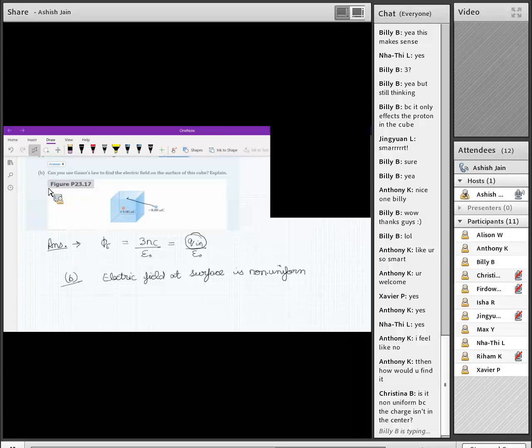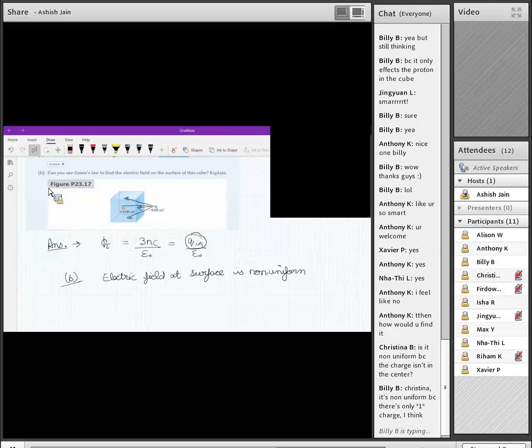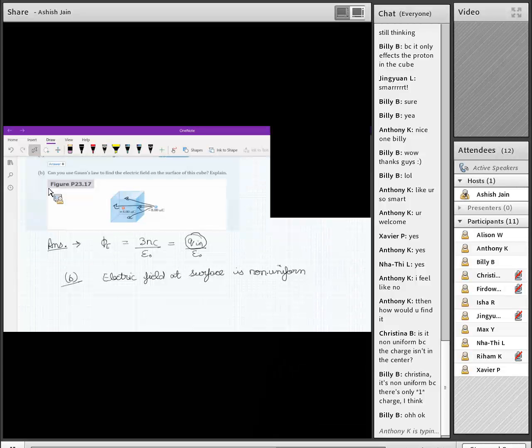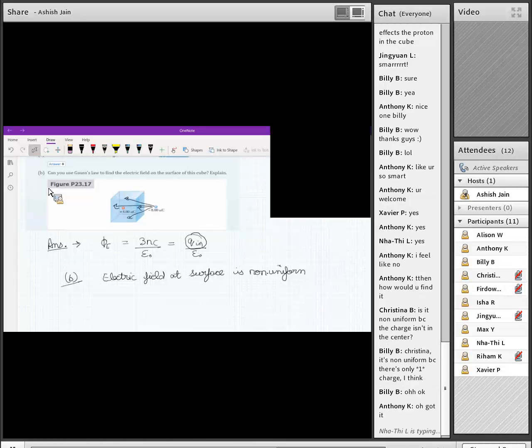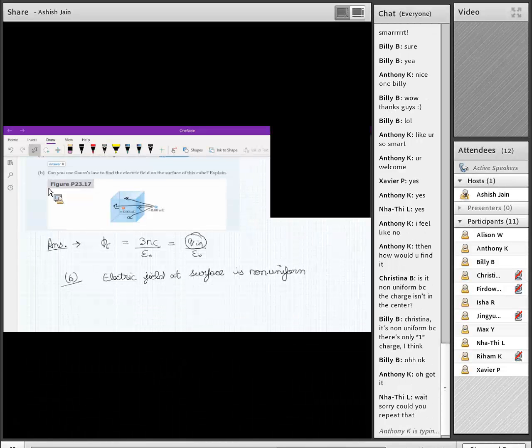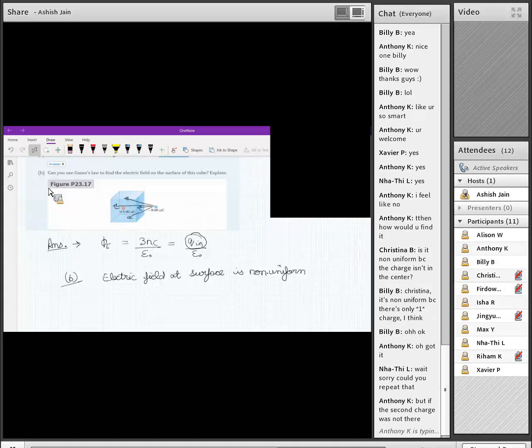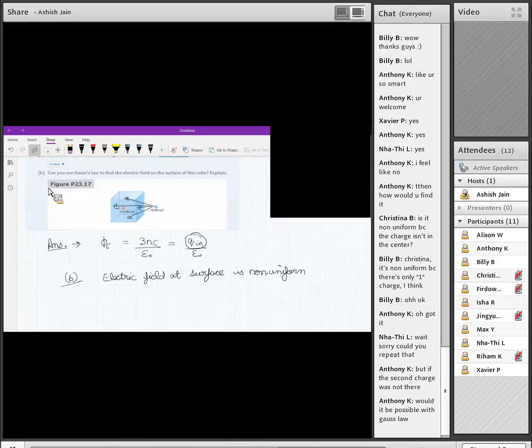you see the distance, there is a non-uniformity in the electric field. And there is no Gaussian surface. Yeah, I'm gonna repeat it again. Let me finish and then you guys type the comment what you say.